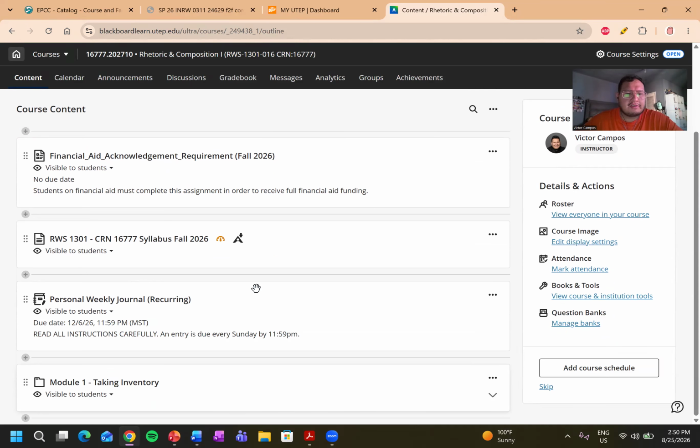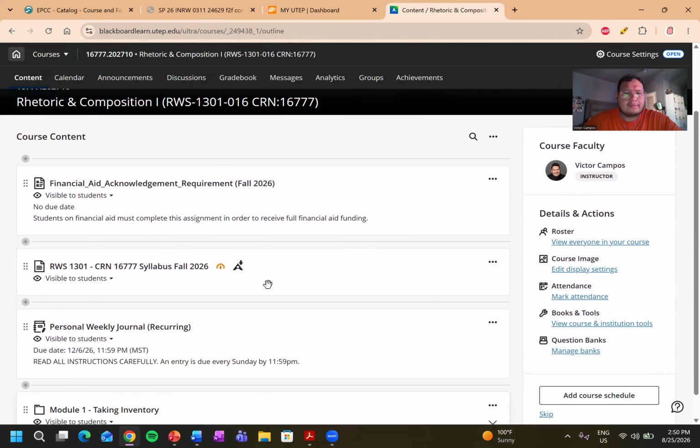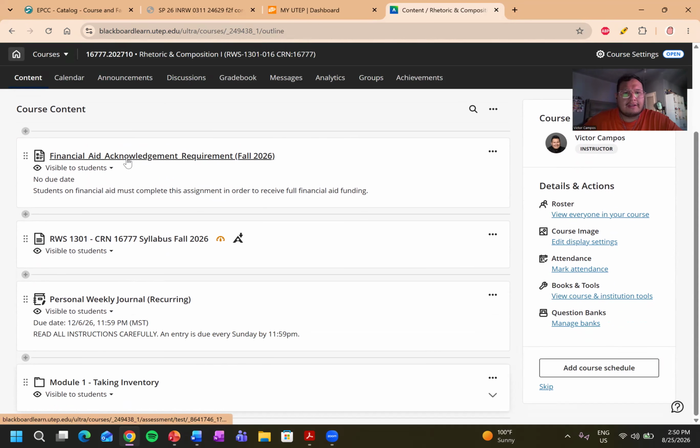Some organization over here. First of all, if you're on financial aid, and I will put it in an announcement after I'm done with this lecture, you have to complete this acknowledgement that you're receiving financial aid, because if you fail to hold up to the standards of financial aid, it can be taken away. So it's just a yes or no answer. If you're on financial aid, complete that.